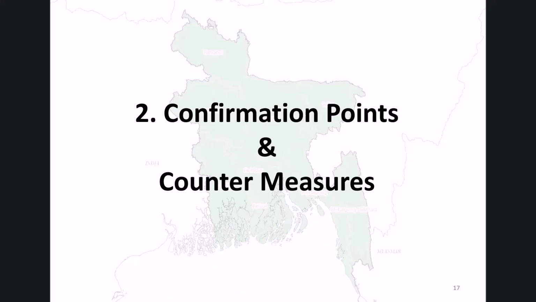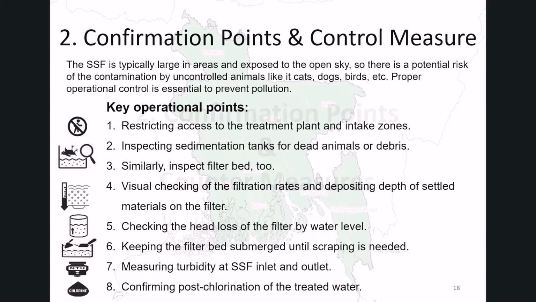Now, let's step into the confirmation points and countermeasures. Several key operational points are listed that must be checked regularly because the slow sand filter is open to the environment and easily exposed to contamination. 1. Access to the treatment plant and intake zones must be restricted. 2 and 3. Sedimentation tanks and filter beds must be inspected for dead animals, debris, or foreign materials.